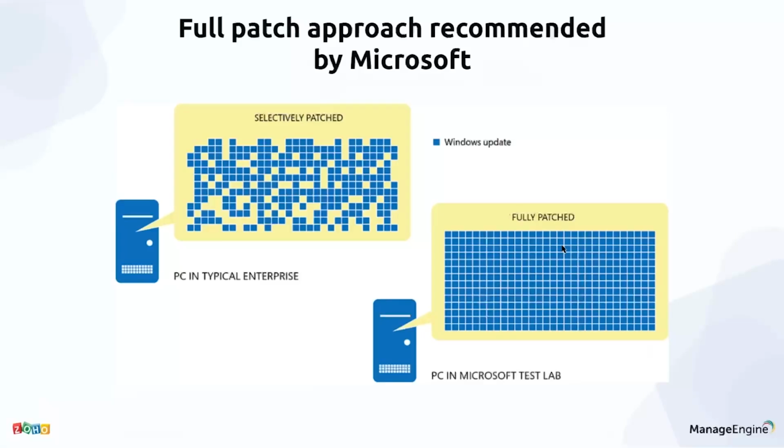As you can see in this image, this is how Microsoft tests and deploys patches in their test environment. We would always recommend you to give high priority to the critical security updates, but at least by the third or fourth week, we recommend you to deploy all the required patches in order to achieve the fully patched recommended state of Microsoft. So this will ensure your environment is kept healthy.